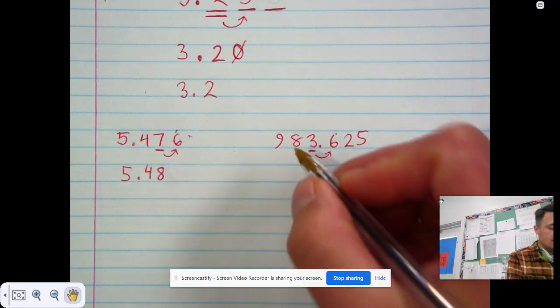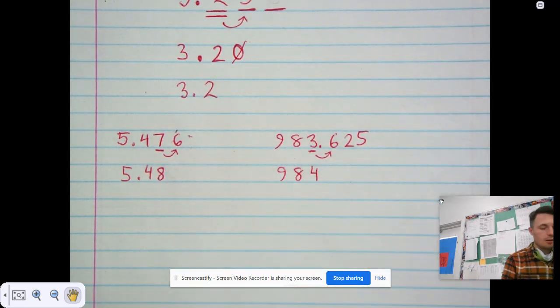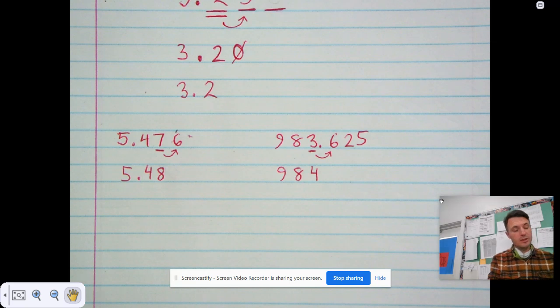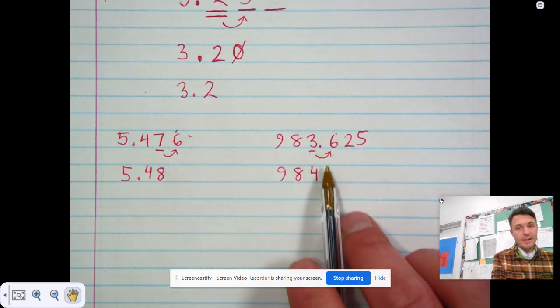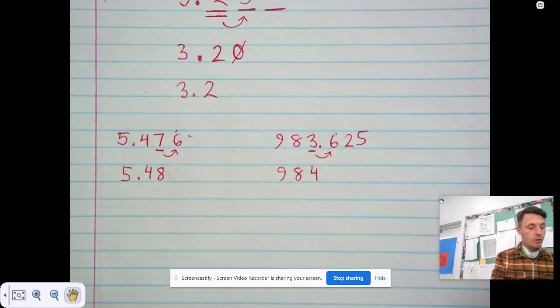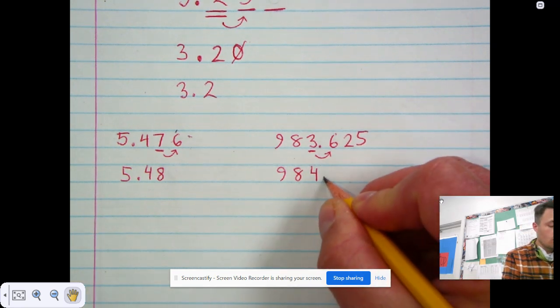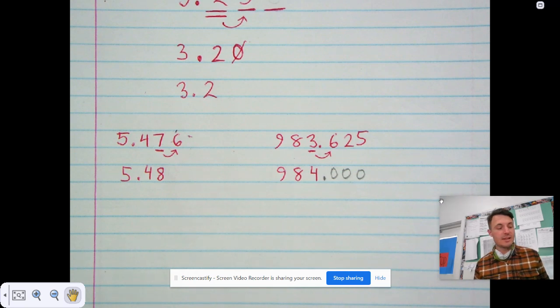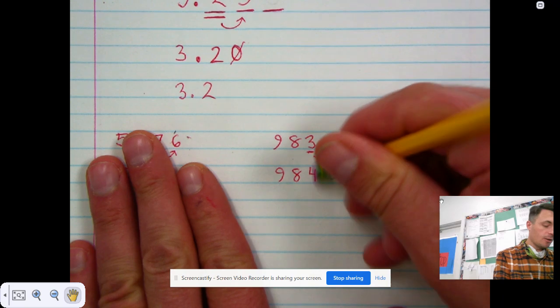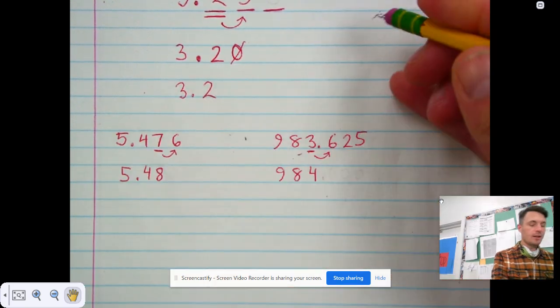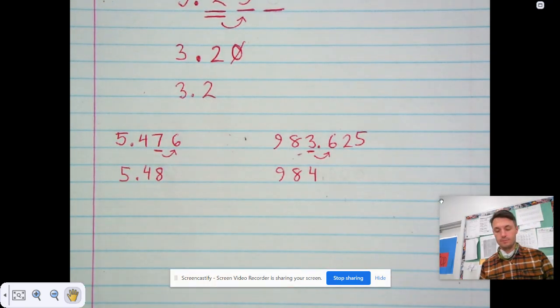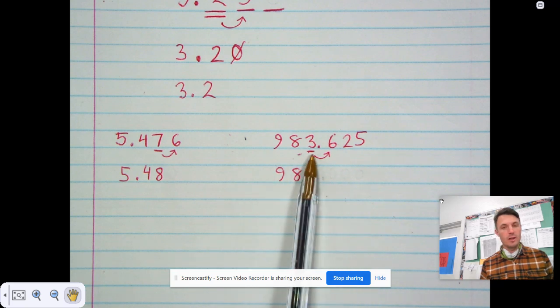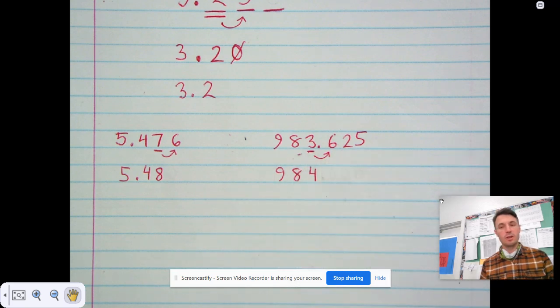Everything to the left stays the same. And everything to the right becomes a 0, so we don't actually even need the decimal point anymore. We could write this 984 and 0 thousandths, but that's the same thing as saying 984 and nothing. So we don't even need it there. We just write 984.